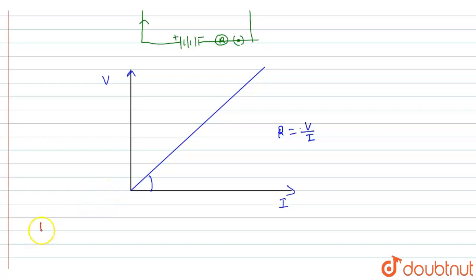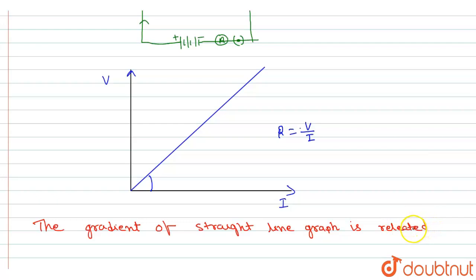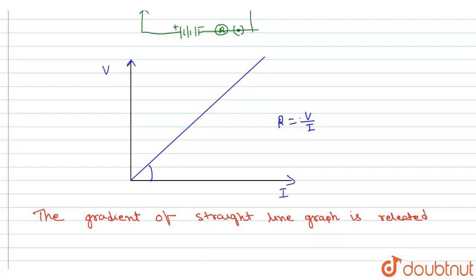So we can write here: the gradient of a straight line graph is related to the resistance of the conductor. In this way we can answer this question.